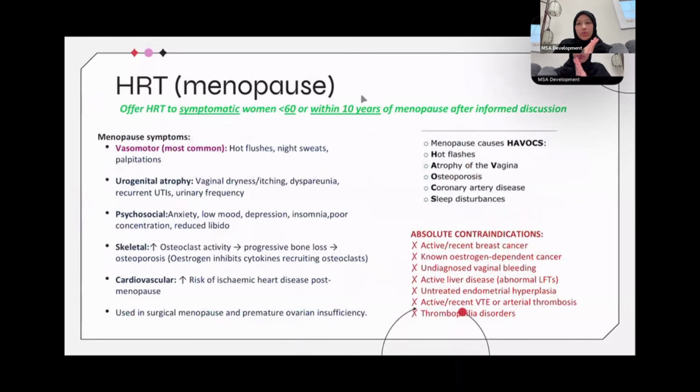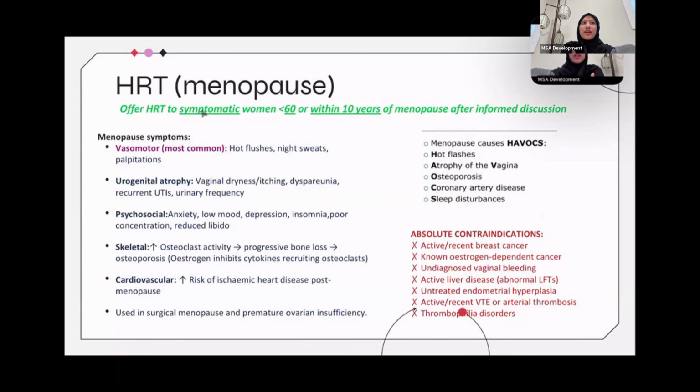Now, for people with menopause, this is important in your lecture as well, you have to offer to symptomatic women less than 60 years old or within 10 years of menopause after discussion. So you have to always bring this topic up. They might not know, they might be in menopause and suffering from symptoms, and you always have to offer this as a treatment for them. So that is the discussion and the offer part. Symptomatic means the symptoms of menopause.